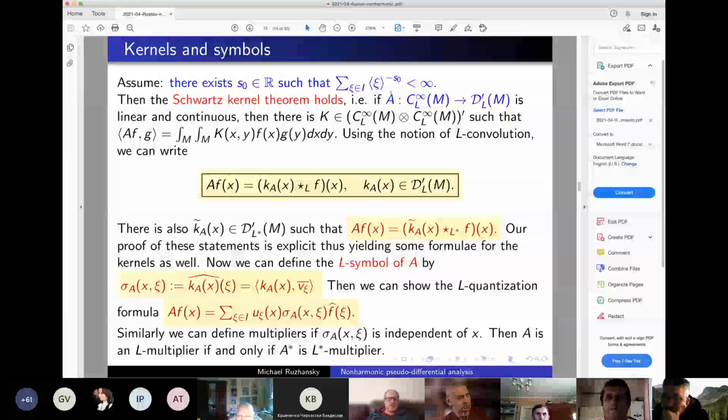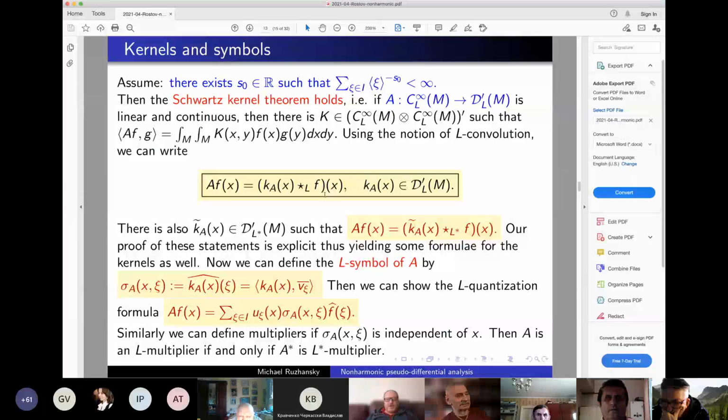Under this condition, we have a few more things. We have the Schwartz kernel theorem. We can show that for any linear and continuous operator from test functions to distributions, we can find the Schwartz kernel K. Because we have a convolution, we can also rewrite this as a convolution kernel. So any operator A can be written as a convolution with respect to L with some kernel, which may depend on X. This is natural because there is no invariance a priori.